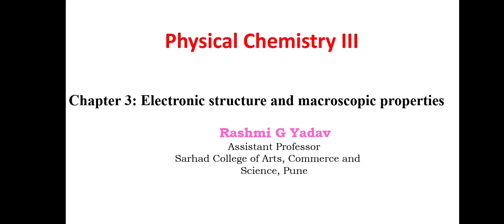Today we will quickly understand how the arrangement of electrons in atoms, called electronic structure, affects the large scale properties we can see and feel, like color, conductivity and magnetism. Let's get started.